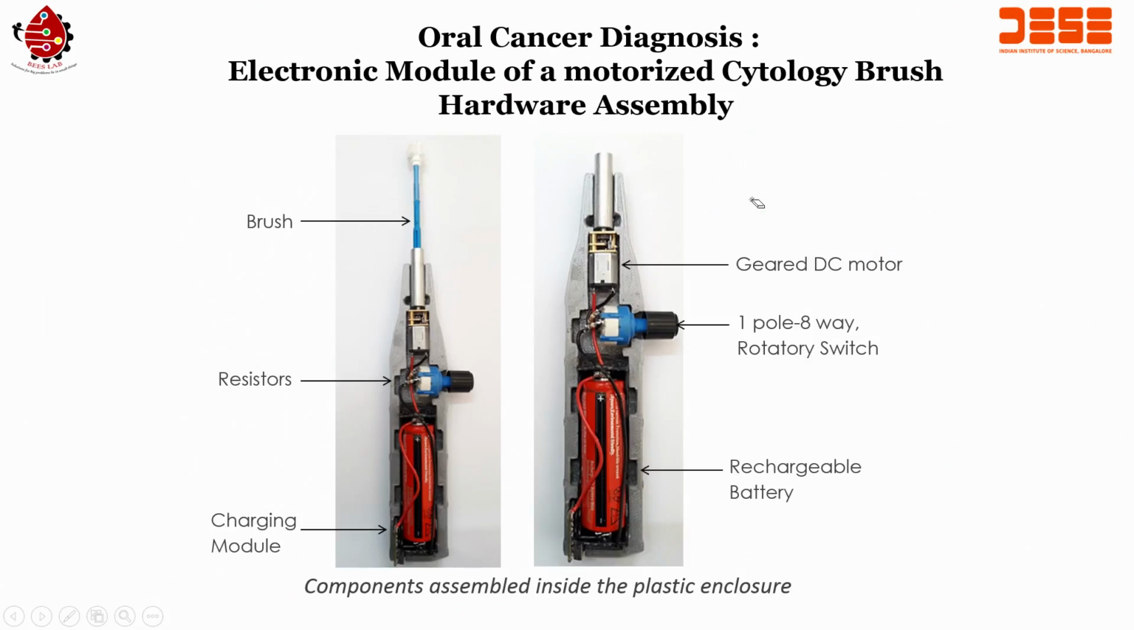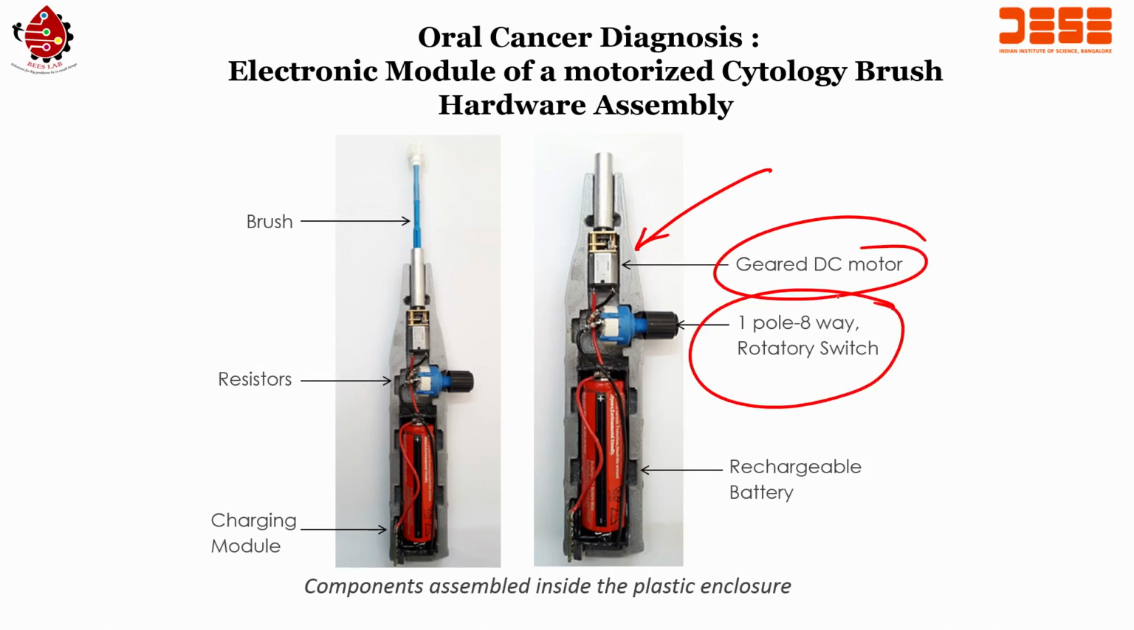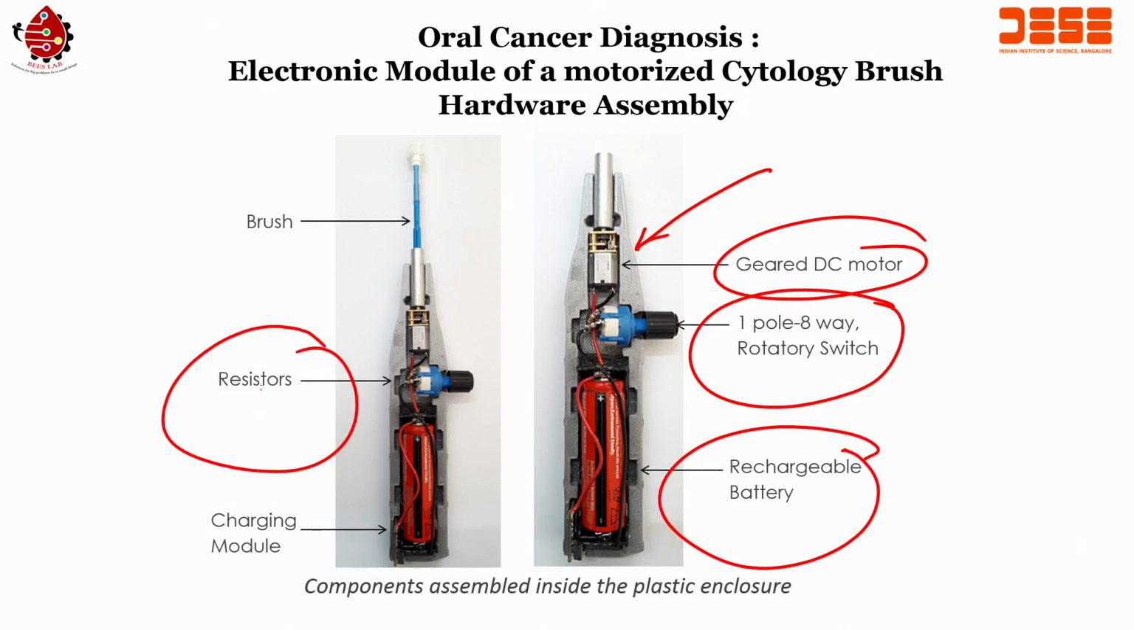This is the details about the brush. As you can see, we have a 3D printed casing. There is a gear for the DC motor. There is a 1-pole 8-way rotary switch. There is a rechargeable battery. There are resistors. There is a brush, and this is a charging module.